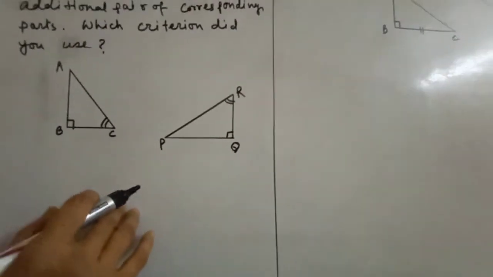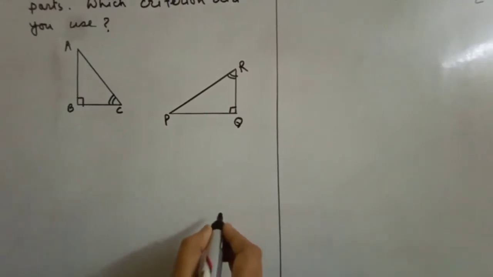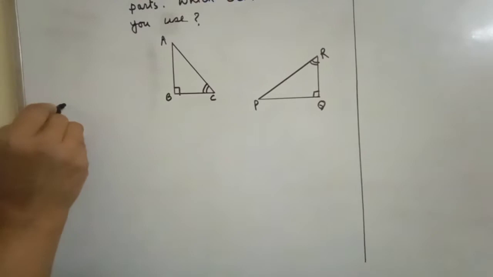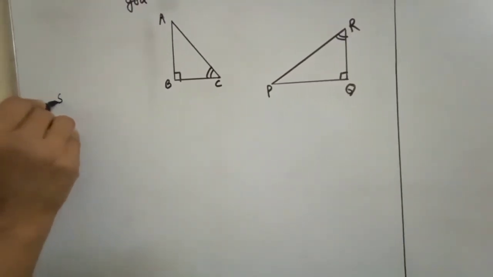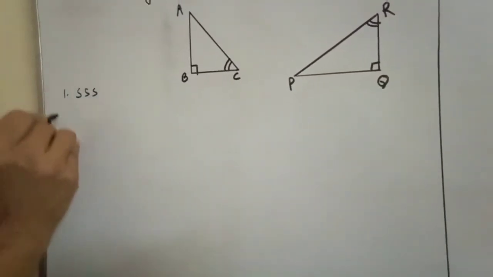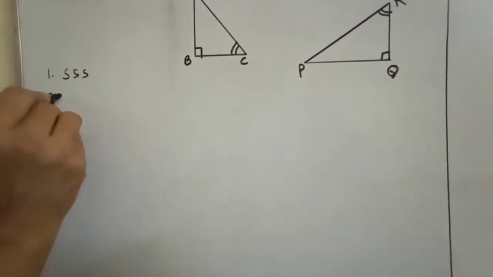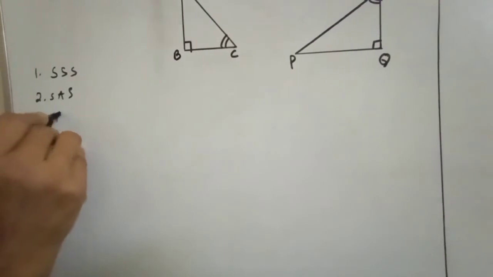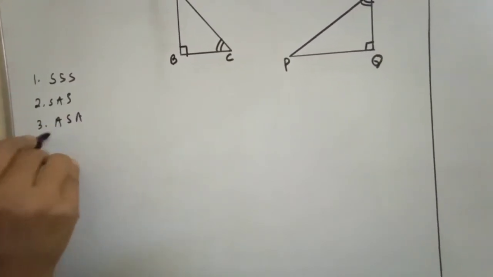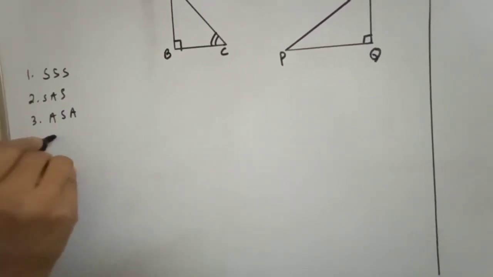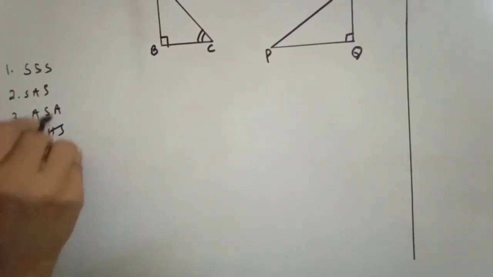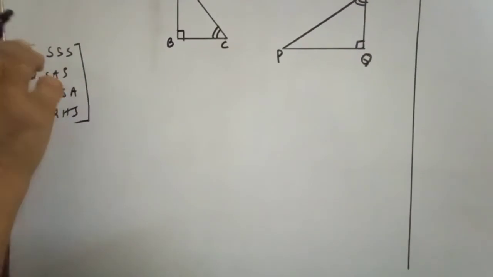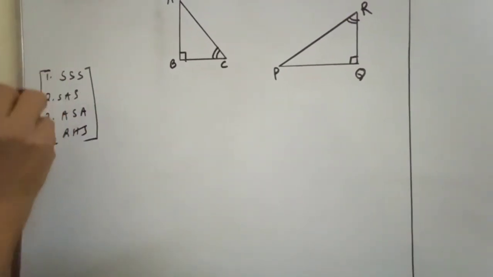To make two triangles congruent, you have four criteria. The four criteria are: criterion number one, SSS; criterion number two, side angle side; criterion number three, angle side angle; criterion number four, RHS. Now see, if you use any of these criteria, then the triangles will be congruent.